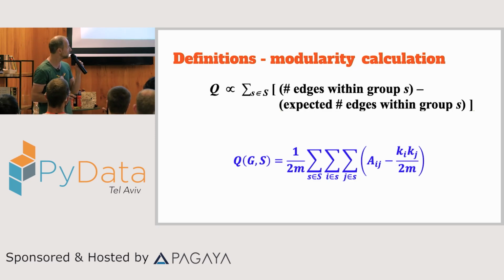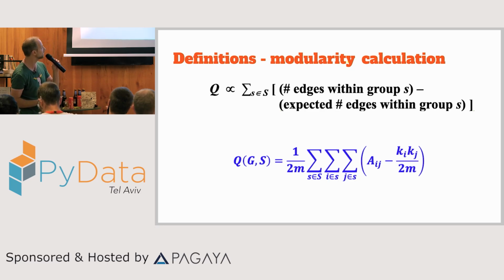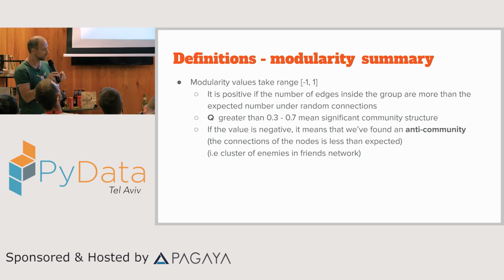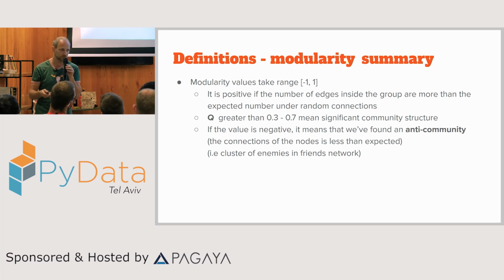And we normalize it by 2m, which means that basically this number is between -1 and 1, right? If we don't expect any edges, we'll just sum all the edges together and we'll get 1. And the other way around, we'll get -1. So modularity ranges between -1 and 1. If it's positive, it means that we found more edges in a community than we expected, which means we found something significant. As a rule of thumb, 0.3 to 0.7 means that we found some significant community. If the value is negative, then we found fewer edges than expected. So we found an anti-community, a community of enemies, if we're talking about a social network.